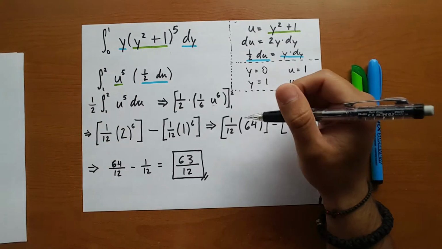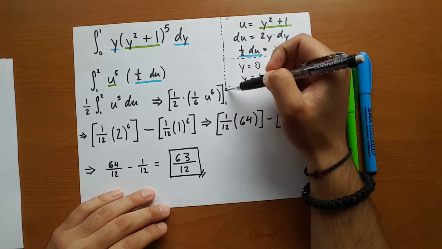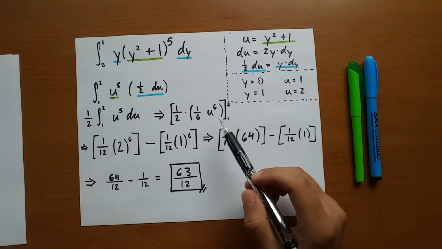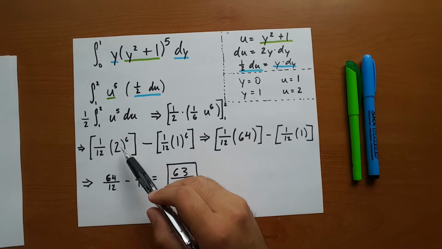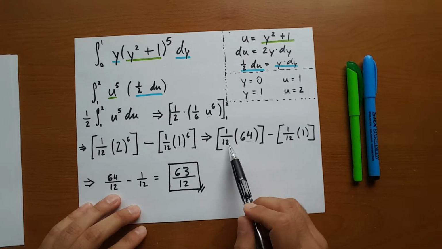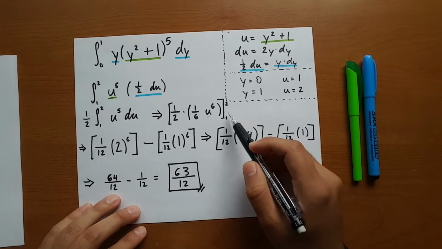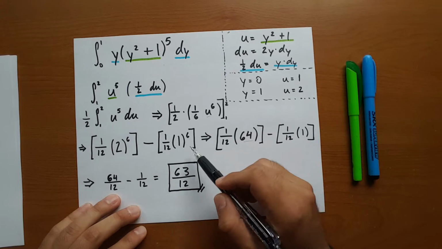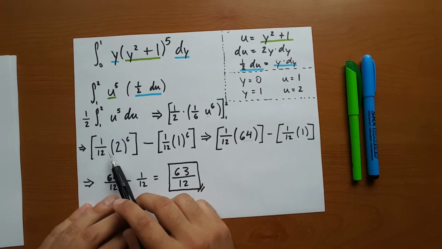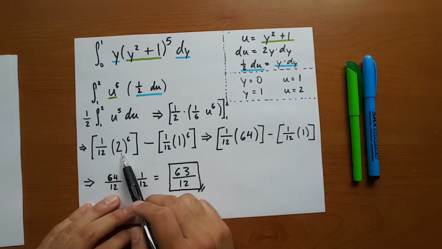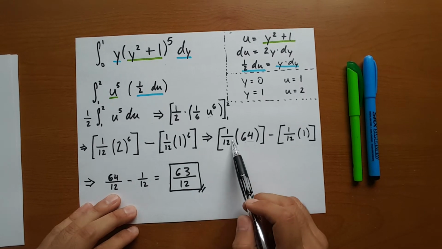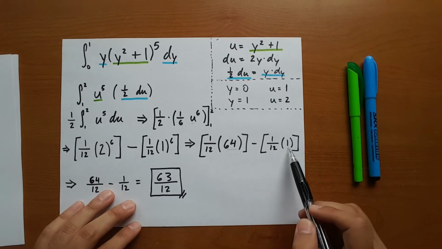So here it's just plugging in, and first we take the top bound. 1/2 times 1/6 would just be 1/12. And then we substitute 2 in for u, so 2 to the sixth would be equal to 64, and then we multiply that by 1/12. And then we subtract the lower bound, which would be 1, so it'd be 1/12 in parentheses, 1 to the sixth, which is just 1. So here we get 1/12 times 64 minus 1/12 times 1.